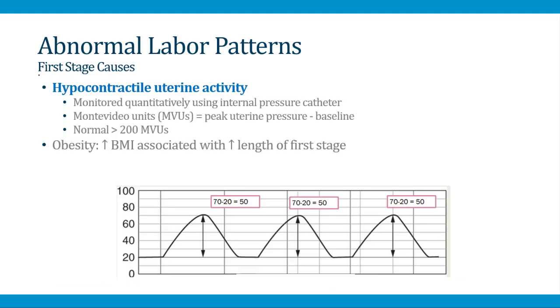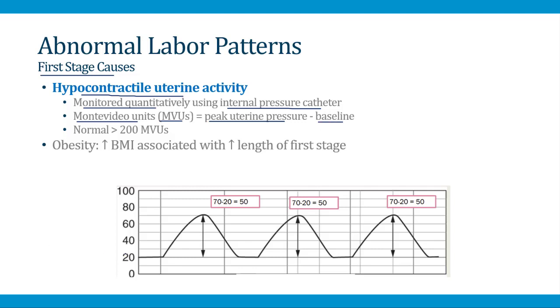The most common cause of abnormal labor patterns in the first stage is that the uterine contractions are weak, otherwise known as hypocontractile uterine activity. And we can actually quantitatively monitor the uterine contractions using an internal pressure catheter after membranes have ruptured. The catheter can be inserted into the uterine cavity, and we can monitor the baseline pressure in the cavity and the pressure generated by each contraction. We quantify uterine contractions using something known as Montevideo units, or MVUs. These are defined as the peak uterine pressure from a contraction minus the baseline.